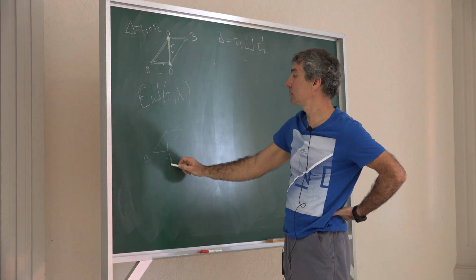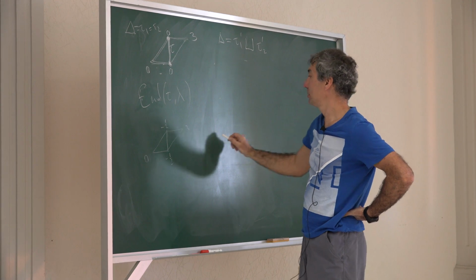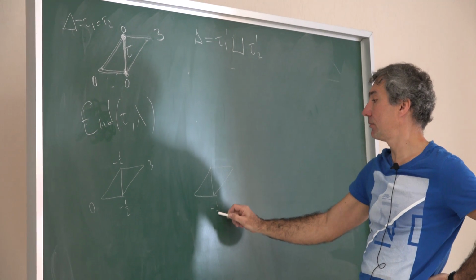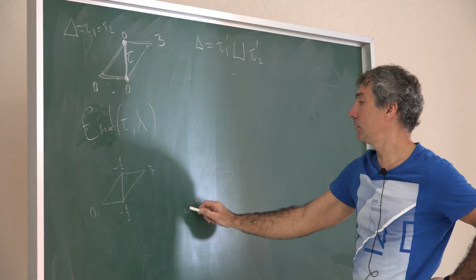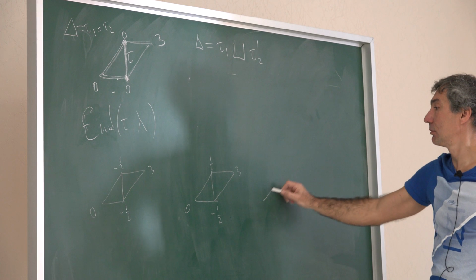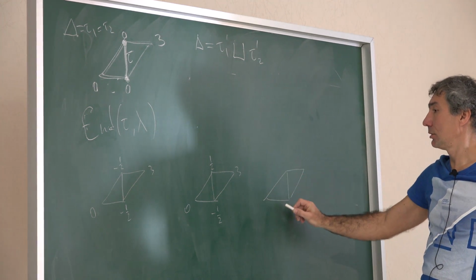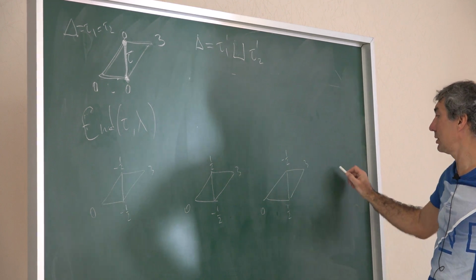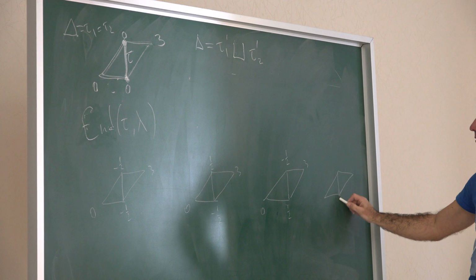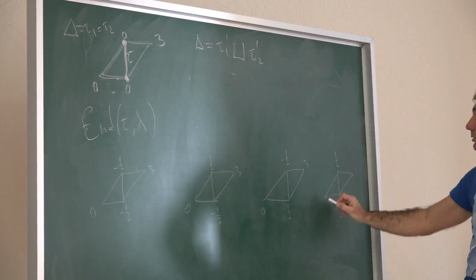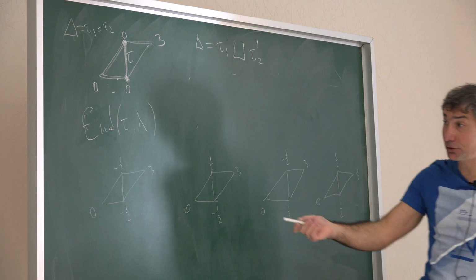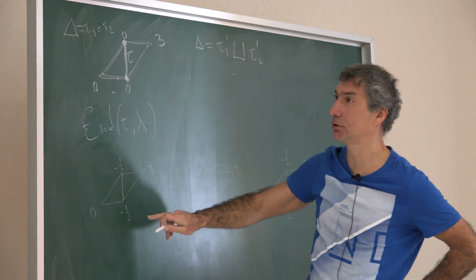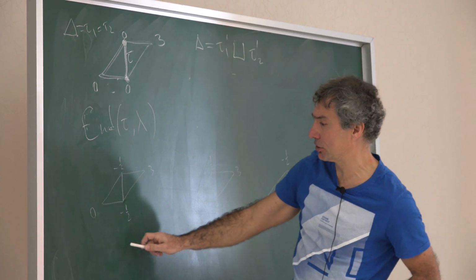0, minus a half, minus a half, 3. Then I have minus a half, half, 0, 3. Then I have 0, 1 half, minus a half, and 3. And the last one is 1 half, 0, 3. So let's draw the twisted polytopes. Actually, let's just write down the cohomology of it.